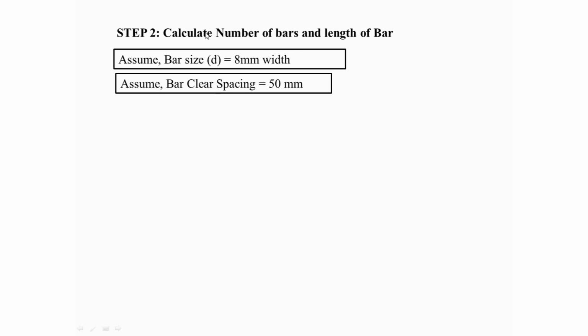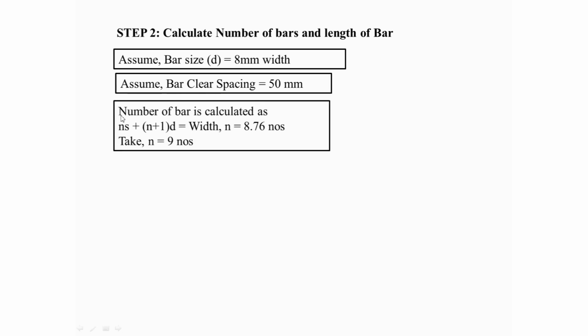In step 2 we calculate the number of bars and the length of the bar. We assume the bar size to be 8 millimeter width. We assume the bar clear spacing to be 50 millimeters. The number of bars is calculated from the total width taken by the spacing plus the total width taken by the bars. The number of bars came out to be 8.76, but we round off to the greater number, so n equals 9 nos.